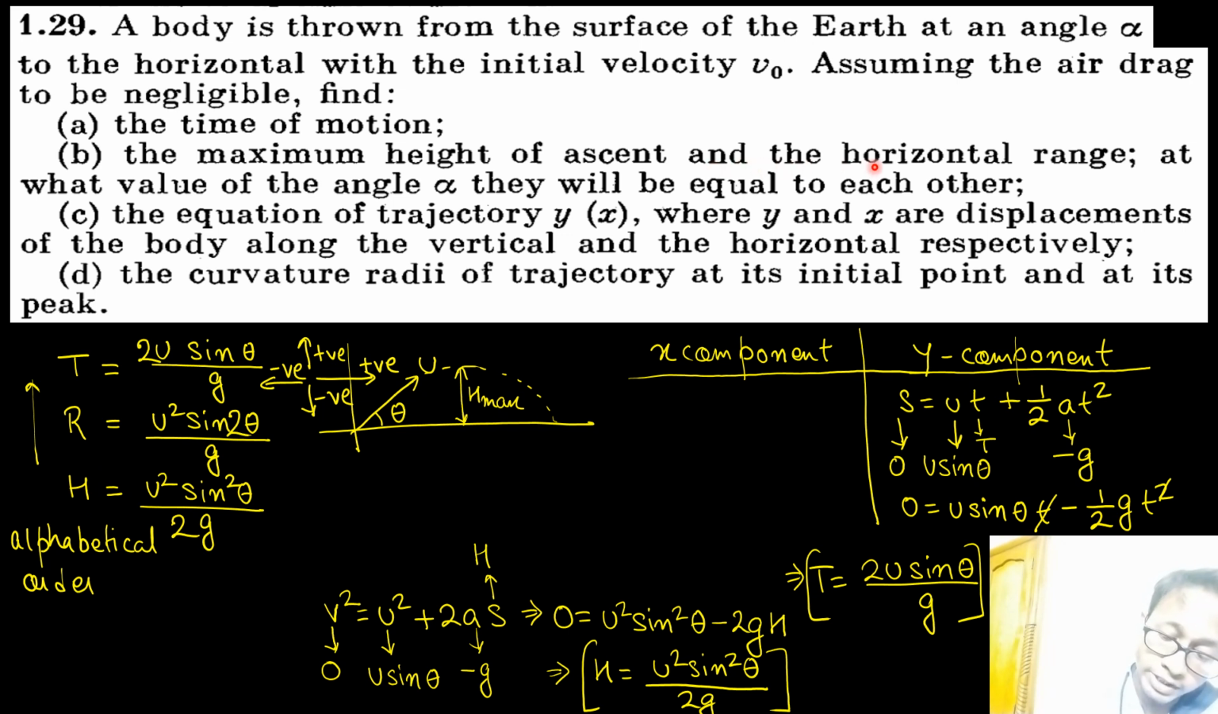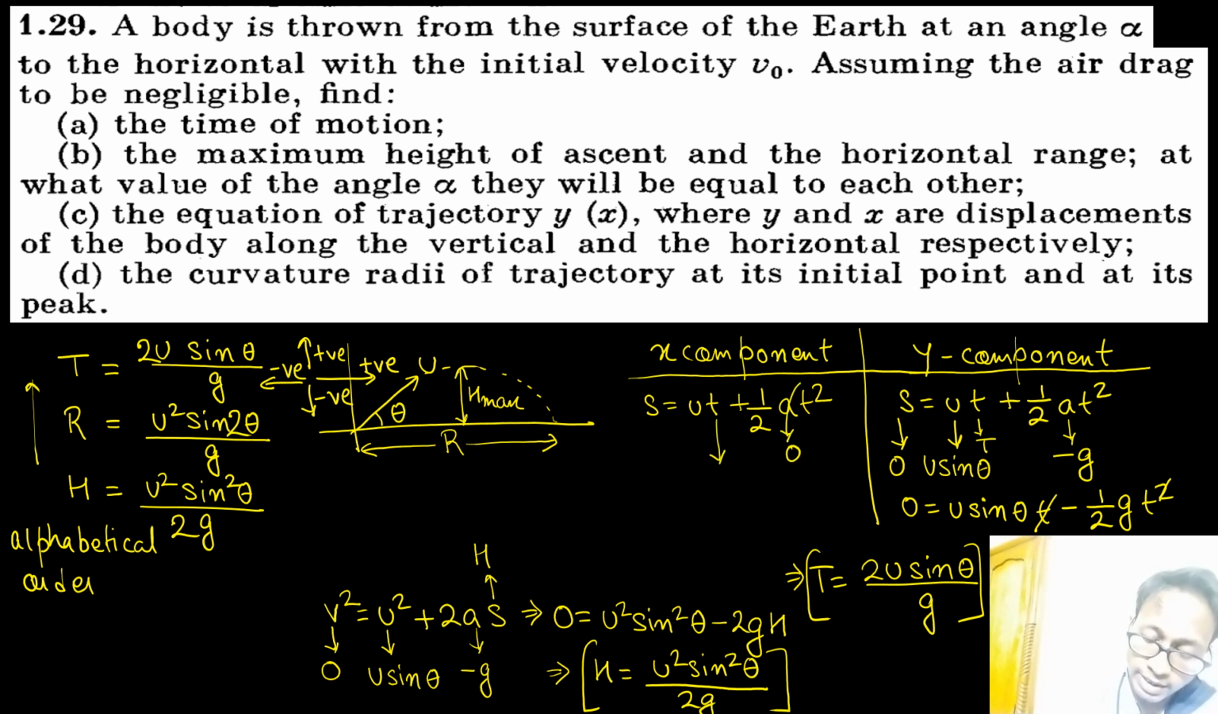Now for the horizontal range. Horizontal range means nothing but the horizontal distance covered. Horizontal distance covered is given by this formula. And how do we derive this formula? u is the x component, and s equals ut plus half at square. In projectile motion, the x component of acceleration is always 0. Why? Because gravity acts only in the y component. So acceleration out here is 0.